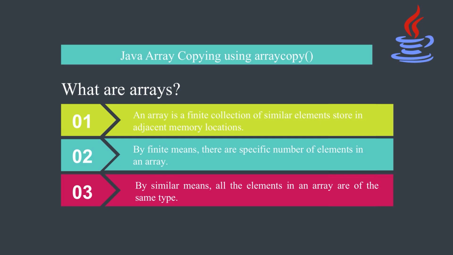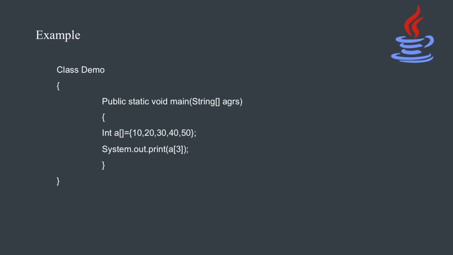Let us understand with the help of an example. First we have to create a class whose name is Demo. Then we have to initialize an array under the main method, integer array A. Then assign the elements to the array A. Array A is a reference variable which refers to the indexes of the array.